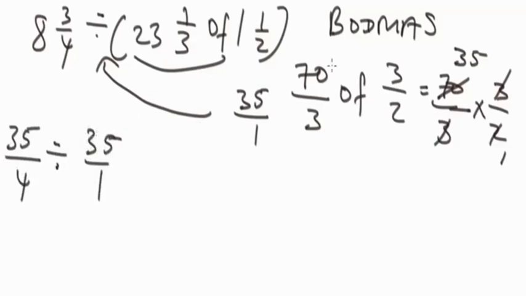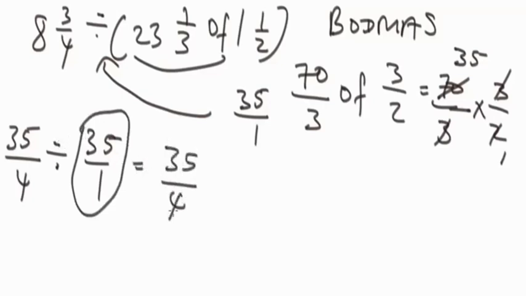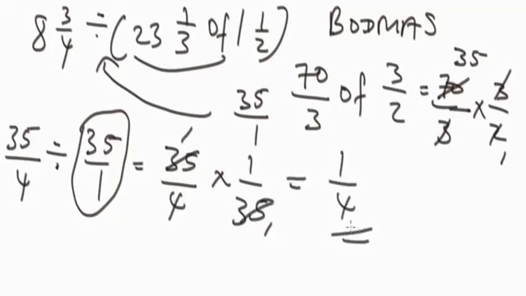So after our bracket, to simplify this division, we need to change it to multiplication. And when you do it, you're going to invert what we have here. So we're going to have 35 over 4 times 1 over 35. So this cancels itself, and we are left with our final answer, 1 over 4. Alright, very, very simple, guys.